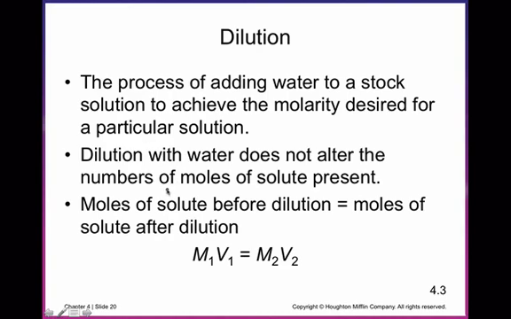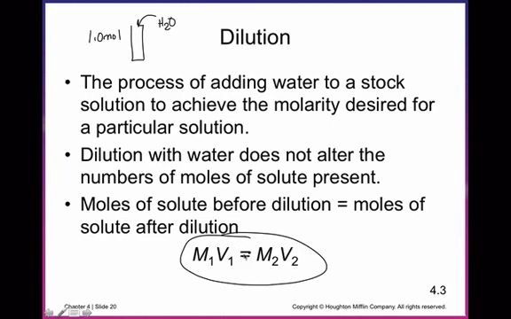And dilution with water does not alter the number of moles of solute present. So if I had 1 mole of a solute in my first container, if I continue to add water, my 1 mole is still there, it's just more diluted because there's more water in there. So the number of moles doesn't change, and what that does is allows us to set up this really nice formula for dilutions. M1V1 equals M2V2. And we can do that because the moles before have to equal the moles after the dilution. They're not changing.